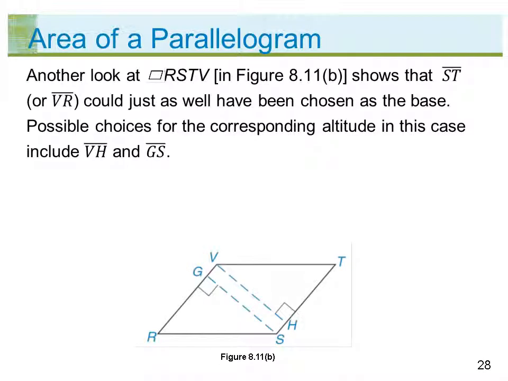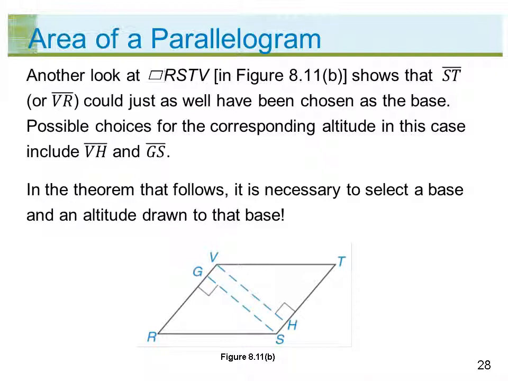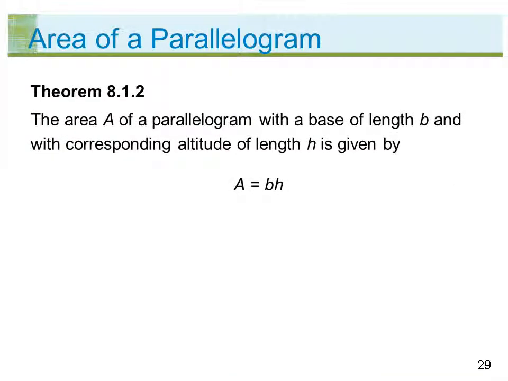Another look at parallelogram RSTV in Figure 8.11b shows that segment ST or segment VR could just as well have been chosen as the base. Possible choices for the corresponding altitudes in this case include segment VH and segment GS. In the theorem that follows, it is necessary to select a base and an altitude drawn to that base. Theorem 8.1.2. The area, A, of a parallelogram with a base of length b and with corresponding altitude of length h is given by A equals bh.